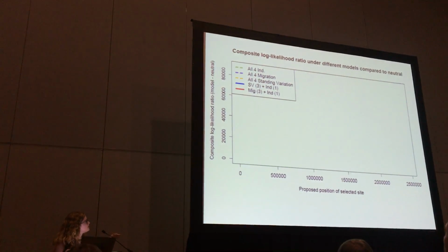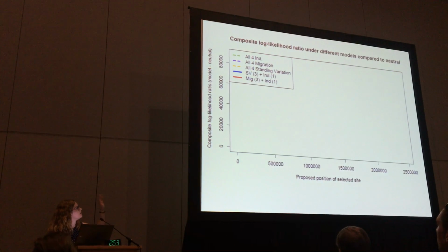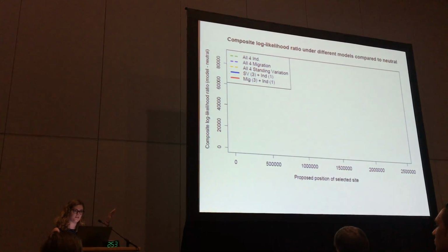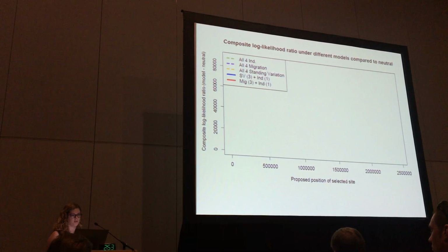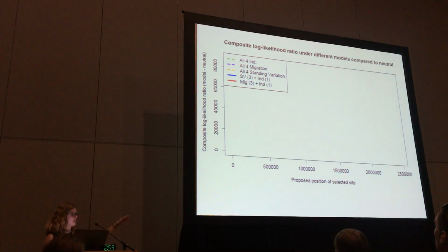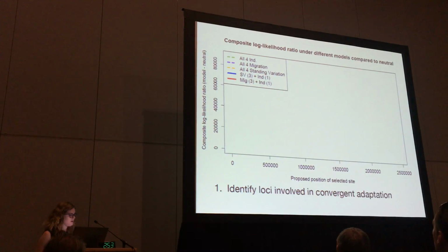And so to orient you to these results, what I'm plotting is the composite log likelihood of a given convergent adaptation model relative to our neutral model, where no selection is happening, for any proposed selected site.